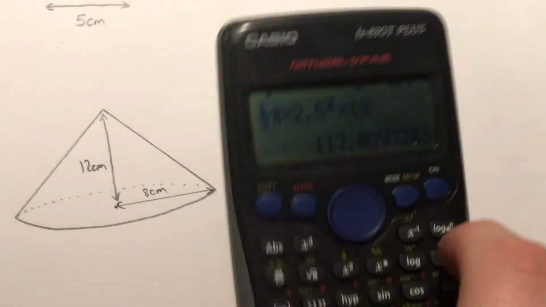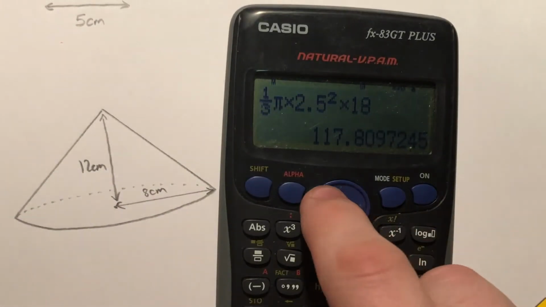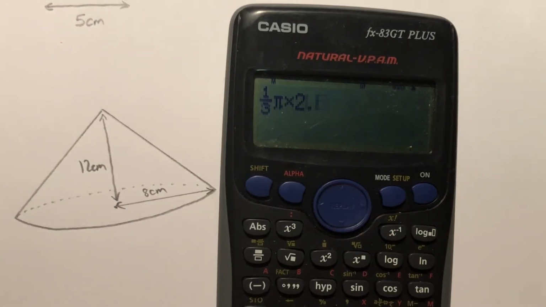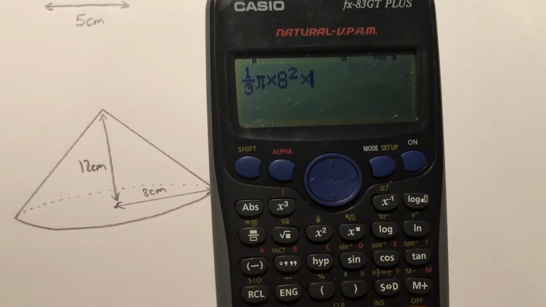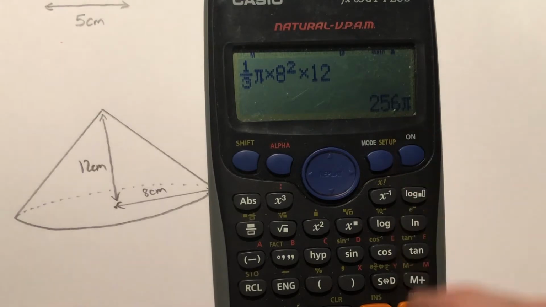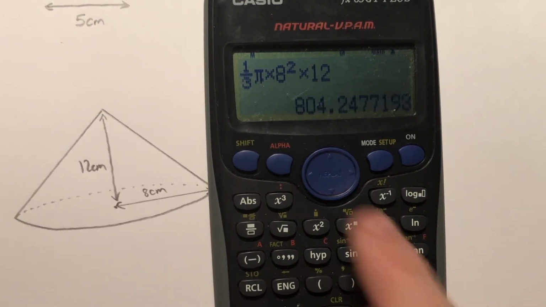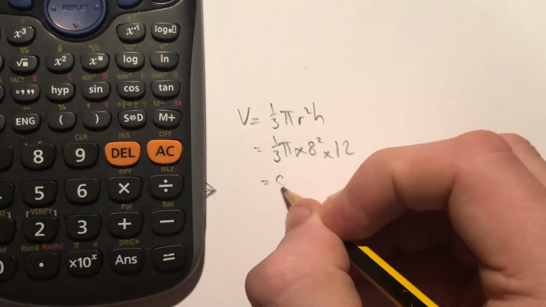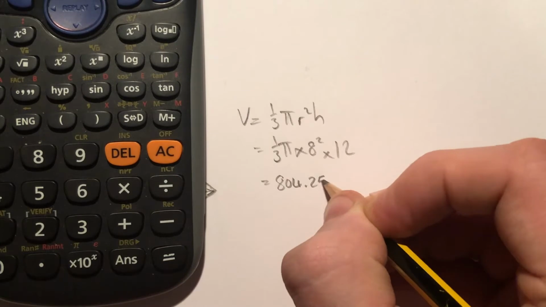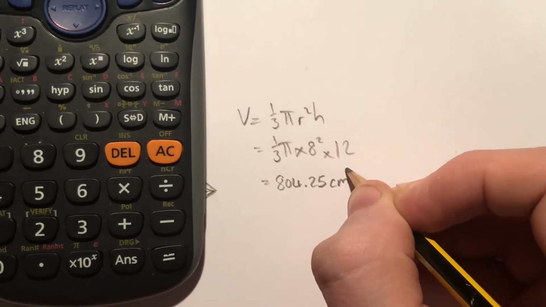I'm going to put that back in the calculator. So rather than having to do this, we'll just delete some of the numbers in here. So 1/3 pi times 8 squared times 12 gives us 256 pi, but we don't like it in that format. Press the SD button, 804.25. So 804.25 centimetres cubed.